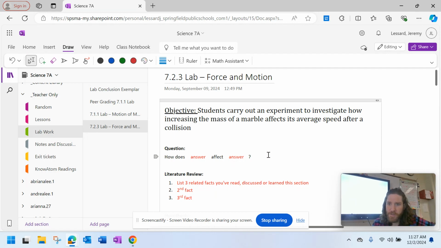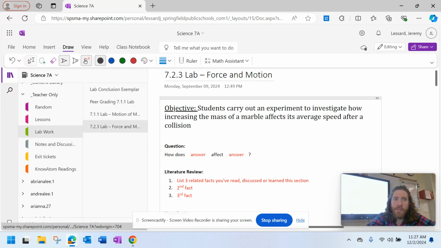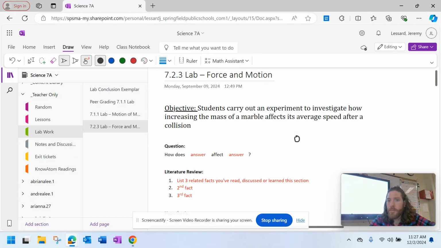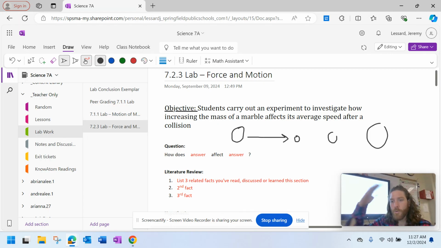All right, so if we think about this real quick, we've essentially got three scenarios. We've got a small marble, we've got a medium marble, and we've got a large marble. And all those marbles are going to get crashed into by a medium marble. So if the medium marble crashes into the small marble, what do you think is going to happen? How is that going to be different if the medium marble crashed into another medium marble? Or if it crashed into a very large marble?